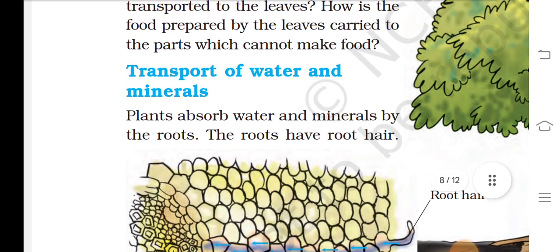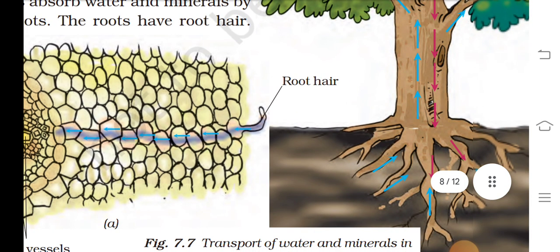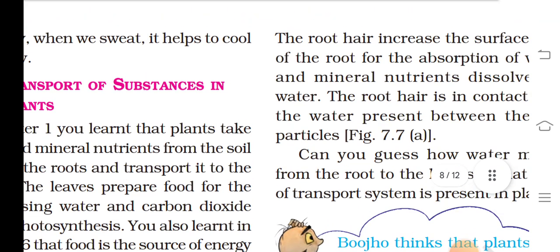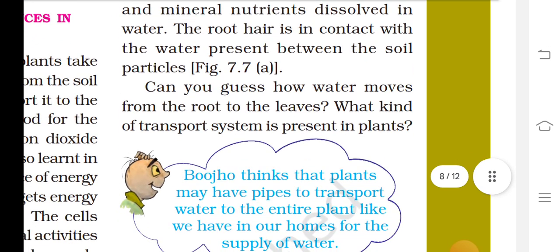Transport of water and minerals. Plants absorb water and minerals by the roots. The roots have root hair. The root hair increases the surface area of the root for the absorption of water and mineral nutrients dissolved in the water. The root hair is in contact with the water present between the soil particles.